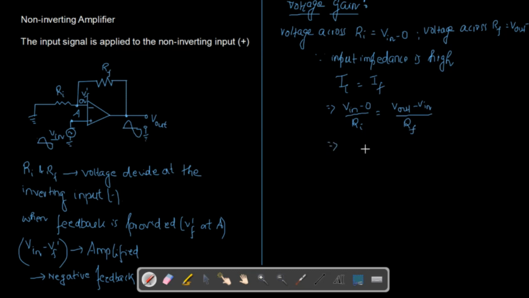So we don't have a minus sign here because we are not talking about the inverting amplifier, we're talking about a non-inverting amplifier. So we can just cross multiply this, and simply write it down as Vin into Rf is equal to Vout into Ri minus Vin into Ri. So what we can do is take the ratio between Vout and Vin. So if we just write down Vout by Vin.